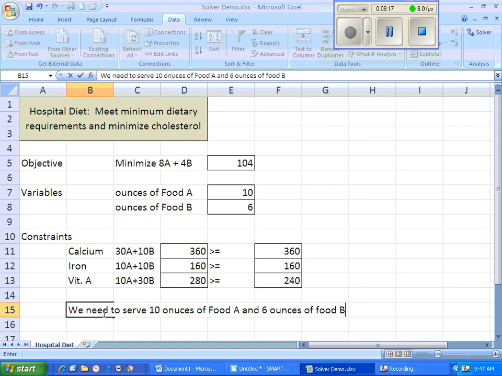So we need to serve 10 ounces of food A and 4 ounces of food B. I can't spell very well. Let's fix that. To meet the minimum requirements, and minimize the cholesterol.